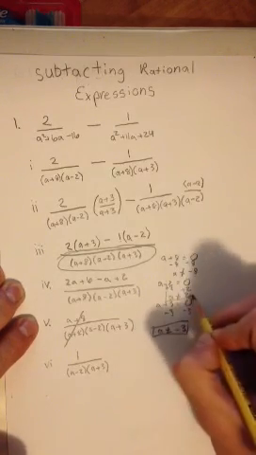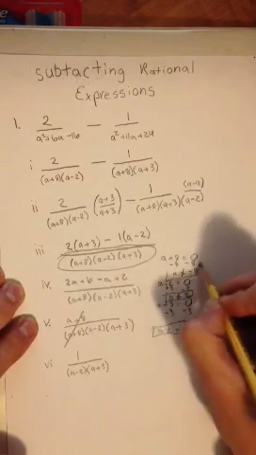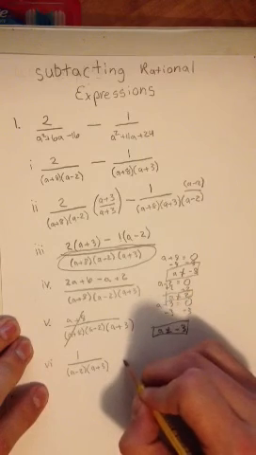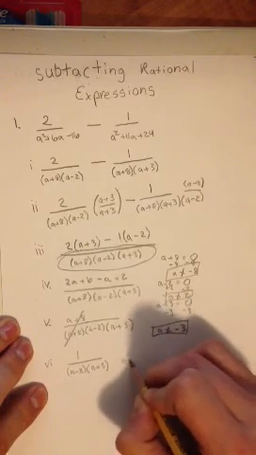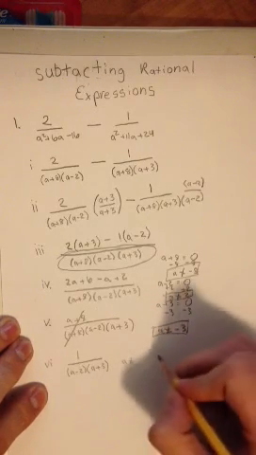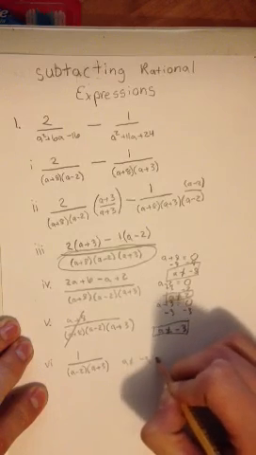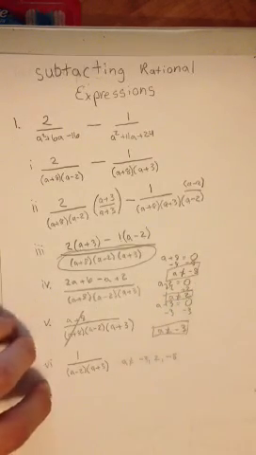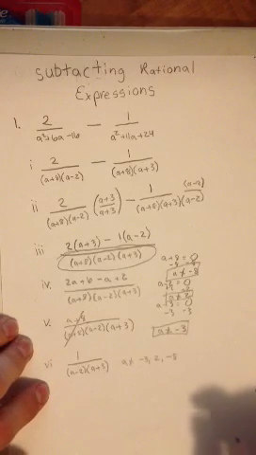So once we found our restrictions, we're basically done. We're just going to rewrite those down here so that a cannot equal negative 3, 2, and negative 8. That's all you need for subtracting rational expressions.